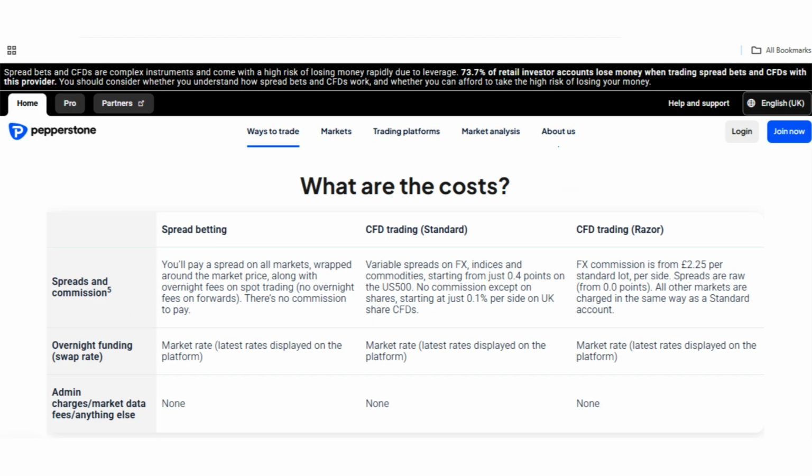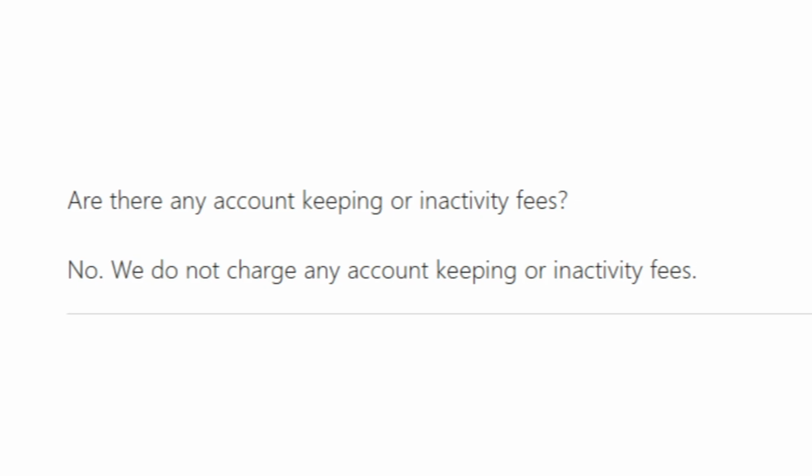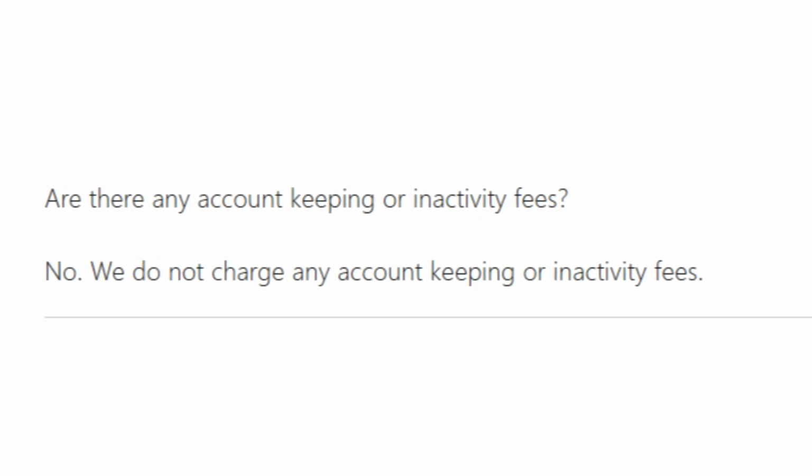While spread starts from 0.0 pips on the Razor account on major pairs, commission from £2.25 or its equivalent is charged per standard lot per side, and spread on the standard account starts from 0.4 pips, with only a 0.1% commission charge per side on UK share CFDs, with overnight fees on only forward contracts on the spread betting account, and overnight fees are charged on other accounts. But on Pepperstone, you will not be charged inactivity fees.